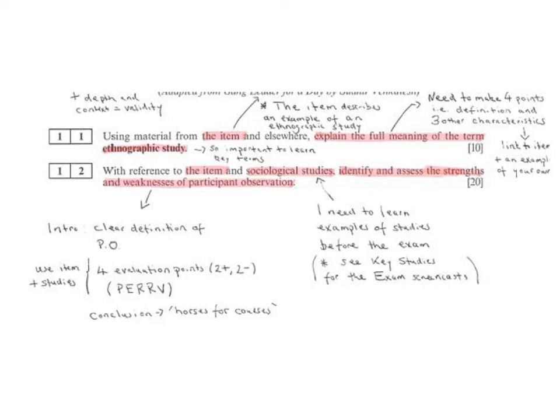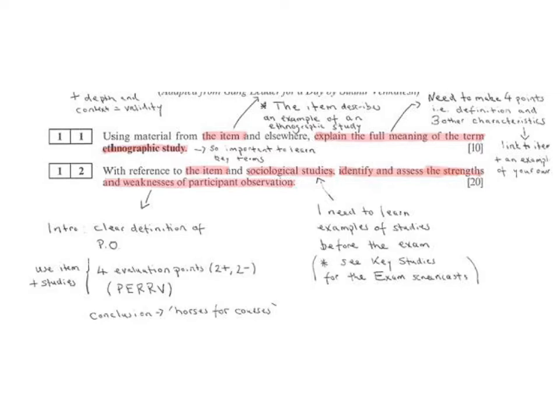These questions that ask you to explain the full meaning of a term, these 10 markers, what I would be thinking is that in order to get all of the marks, I need to make 4 relevant points. So I need to define the term ethnography, and then I need to describe 3 other characteristics of ethnographic research. And I need, wherever possible, to link that to the item and an example of an ethnographic study that I've learned prior to the exam.